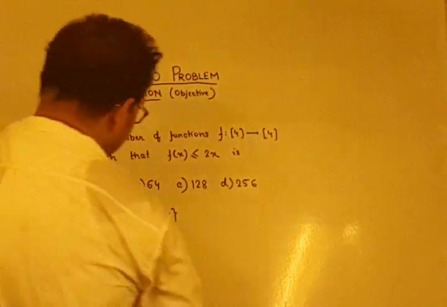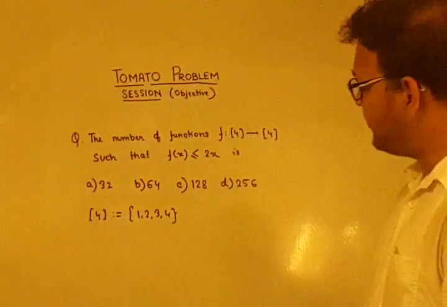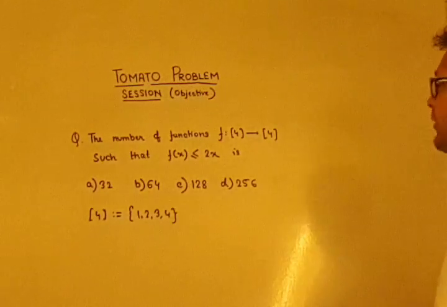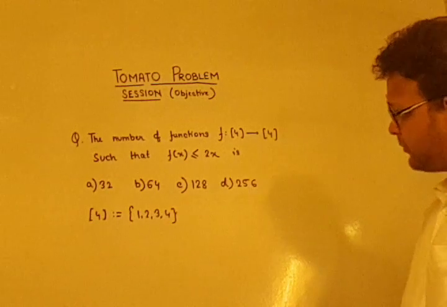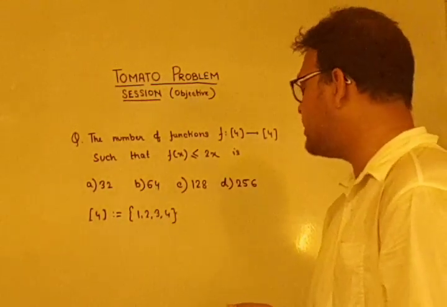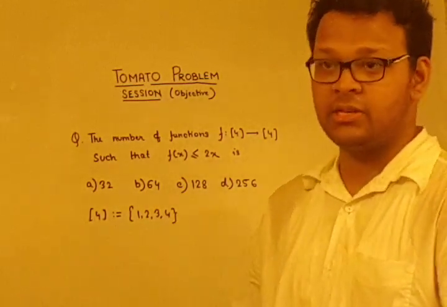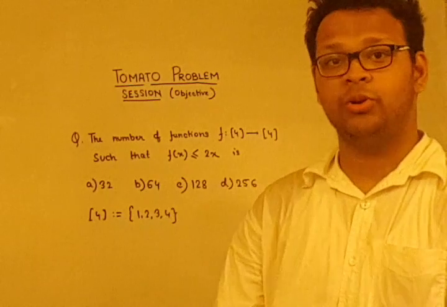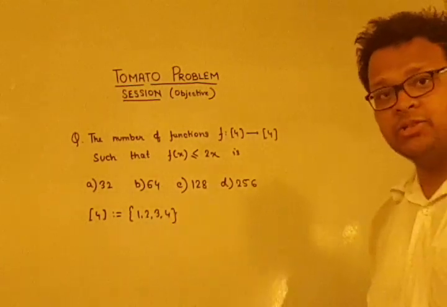This question basically asks you to find the number of functions f from {1, 2, 3, 4} to {1, 2, 3, 4} such that f(x) is less than or equal to 2x. So the question asks you to find the number of functions and pick the correct option. The options here are 32, 64, 128 and 256. I give you some stipulated amount of time to come to the answer, and after that I will solve the problem.